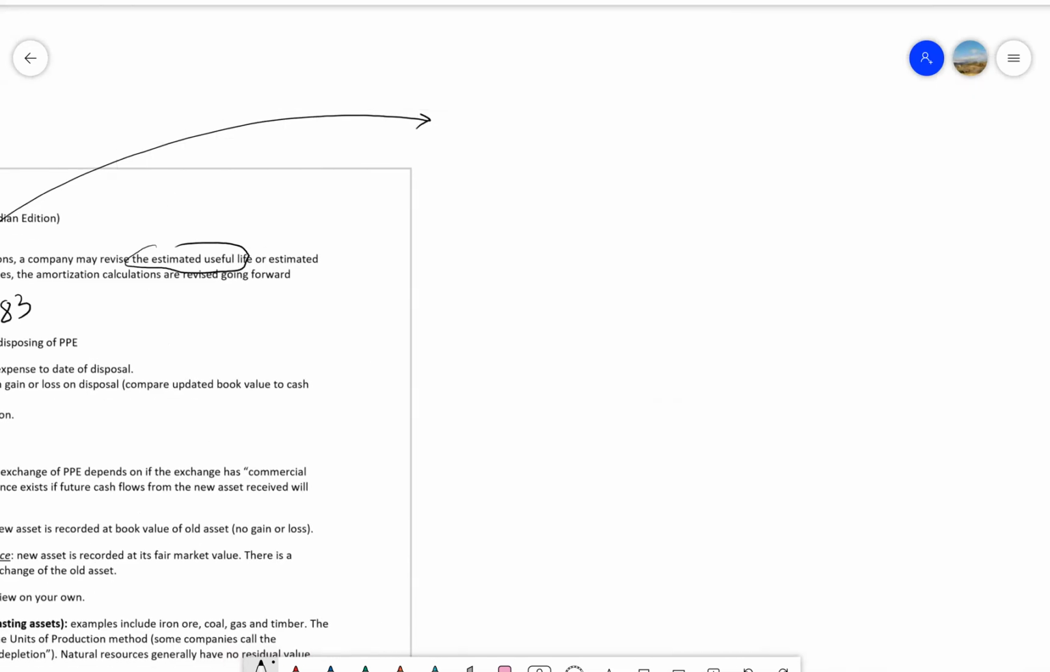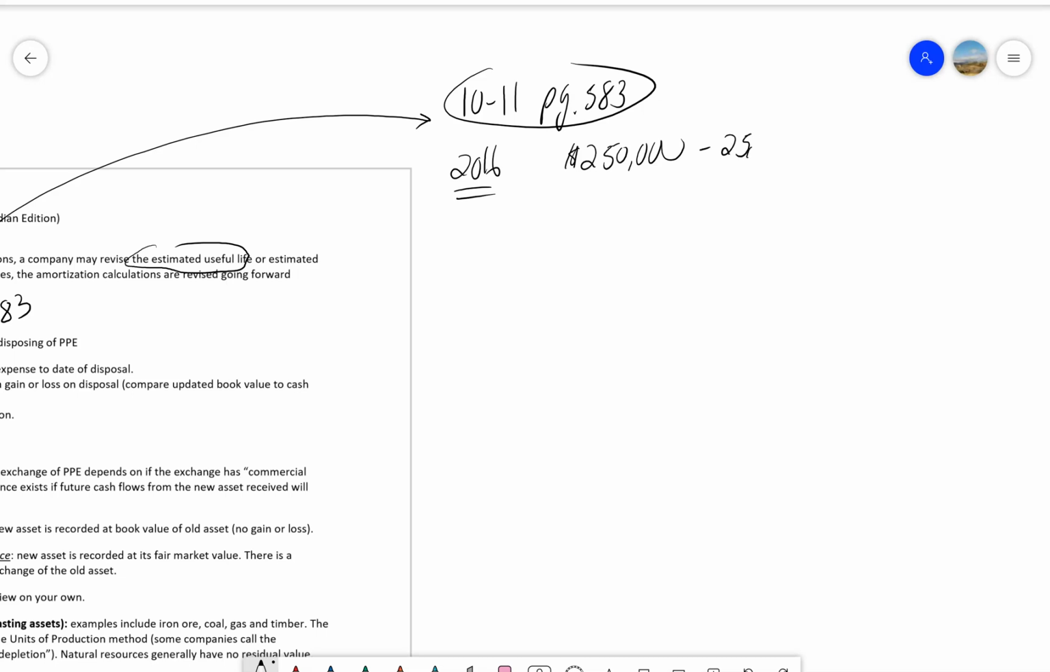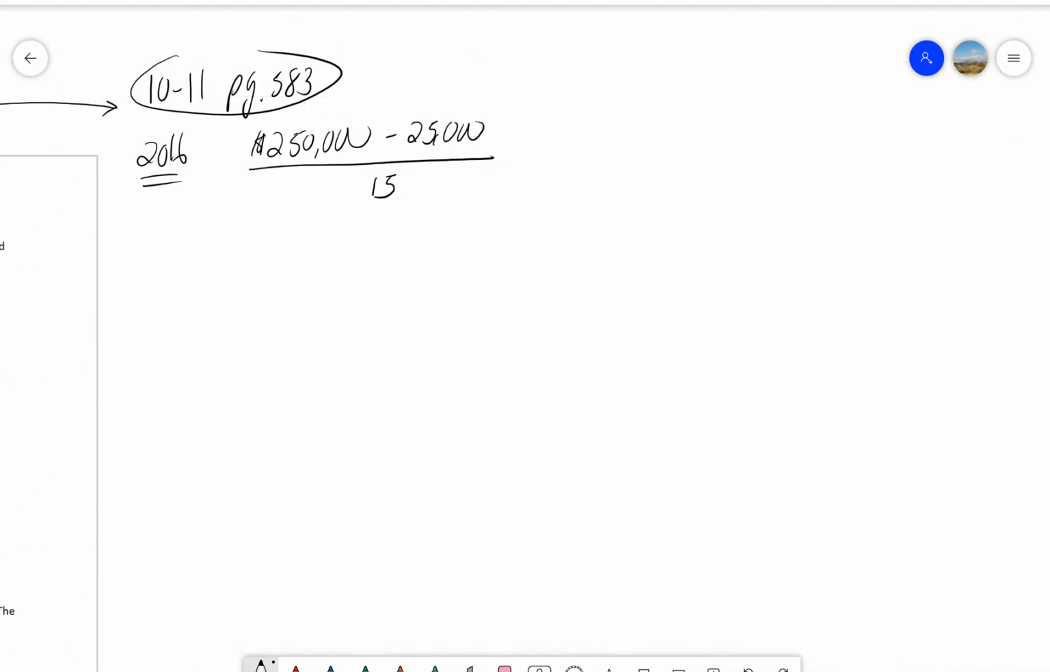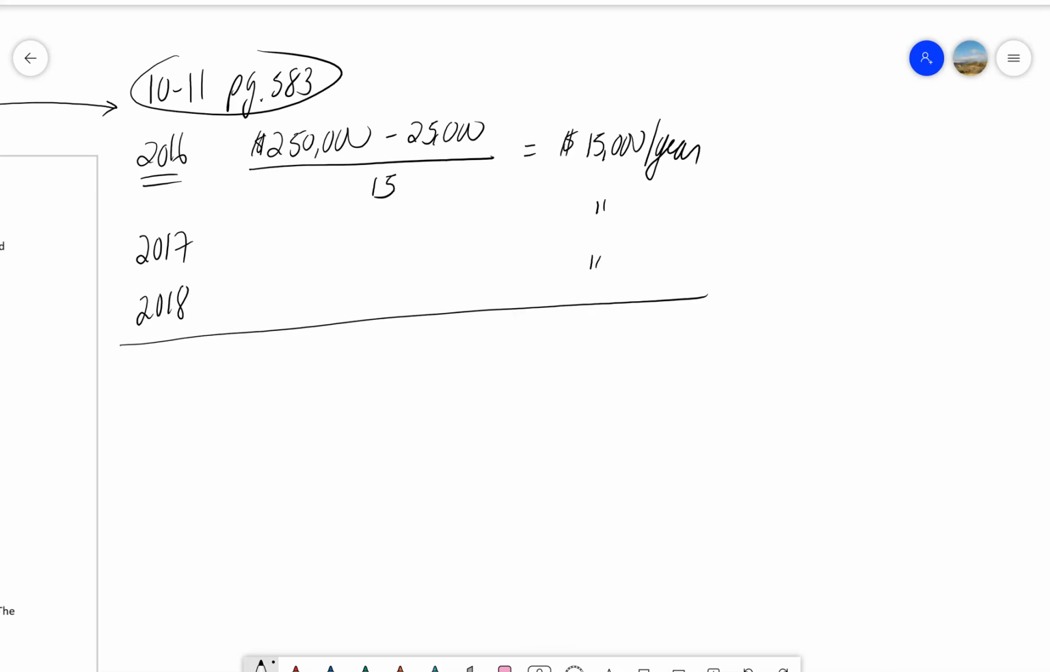So Starter 10-11, once again, this is on page 583. We bought the asset in 2016. So in 2016, we bought this piece of equipment for $250,000. And we use straight line amortization, and at the time that we bought it, we said the residual value was $25,000, and we estimated the useful life to be 15 years. So in 2016 then, using straight line amortization, we took $15,000 of amortization expense. Now we did this for 2016, 2017, and 2018. So we took amortization expense for the first 3 years of $15,000 per year.